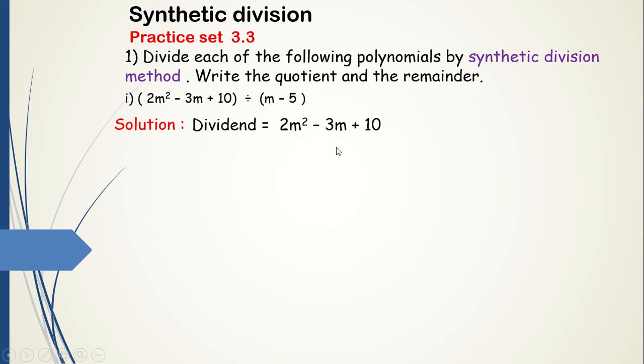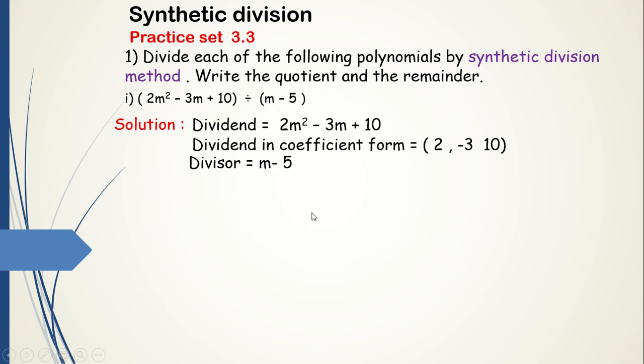So first we wrote the dividend, then we have to write the coefficient form of the dividend. We will be needing the coefficient form for synthetic division. So the coefficient form of this dividend is 2, minus 3 and 10. Then we write the divisor.